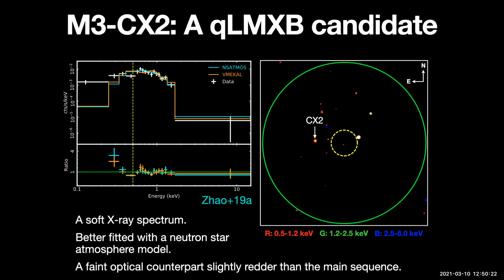If you try with VMEKAL, which is a thermal plasma model usually used for CVs and ABs, you will find a slightly worse fit to the spectrum. So we think it's better described by a neutron star atmosphere model, and we definitely proposed for more time and observation for this. We have an accepted XMM observation for this globular cluster, and hopefully we can get more photons to put more constraint on the neutron star radius and mass for this system in the future.